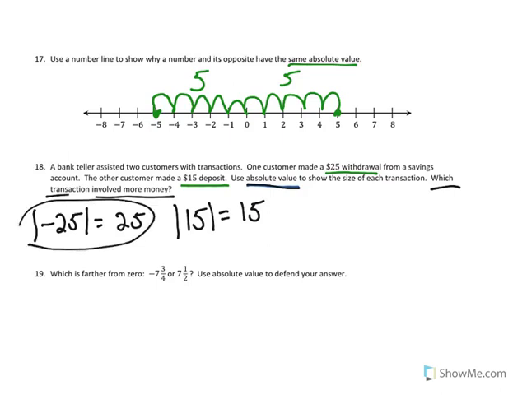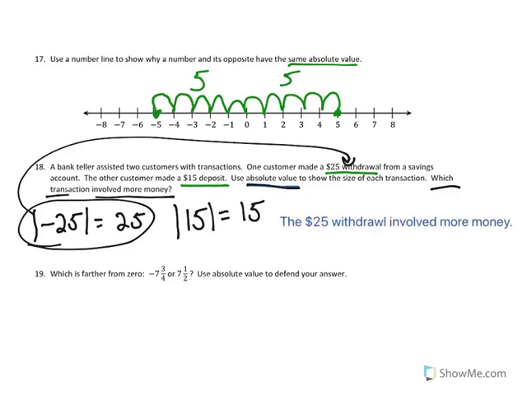Well, this one involved more money, so we have to go back and describe what this one was. That's where we go back and put in this information here. So the $25 withdrawal involved more money.